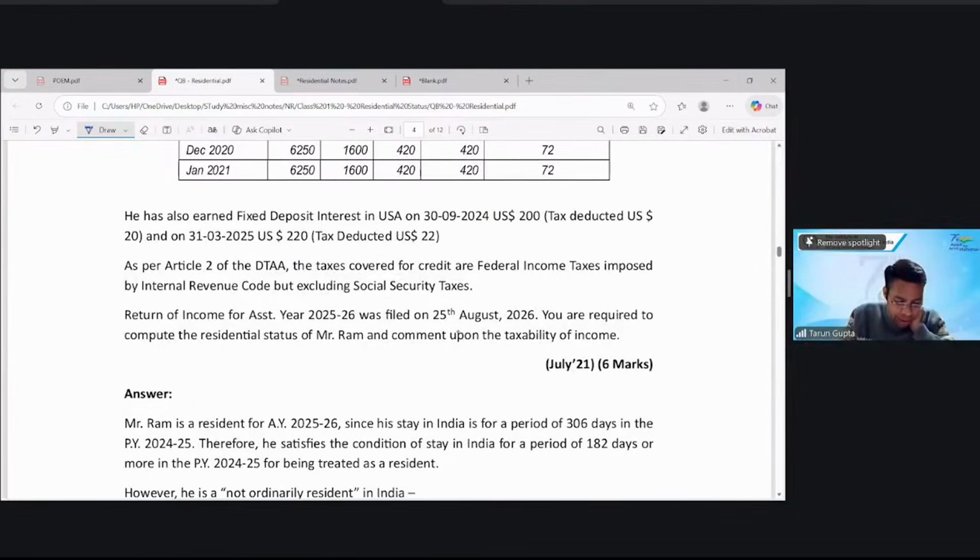He has also earned FD interest, fixed deposit interest in USA: on 30th September 24, US dollar 200, tax deducted US dollar 20; and on 31st March 2025, US dollar 220, TDS 22. As per Article 2 of DTAA, the taxes covered for credit are federal income tax imposed by the Internal Revenue Code, IRC, the tax department of the US, but excluding social security taxes.